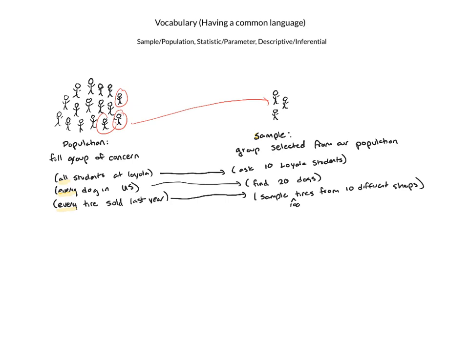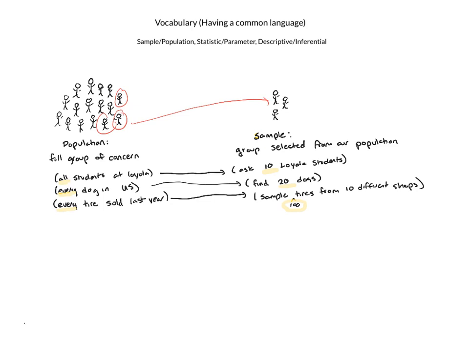Now, once again, the main difference between these two is that I want to ask everyone, but I can't, so I'm settling for 10 instead of all Loyola students, or 20 dogs instead of every dog, and 100 tires rather than every tire sold last year. So the sample is just a selection of things from my population.